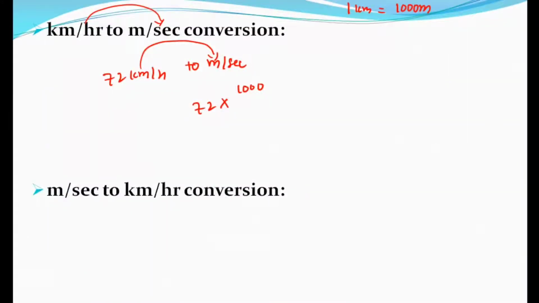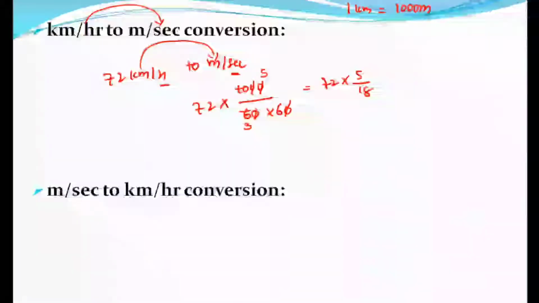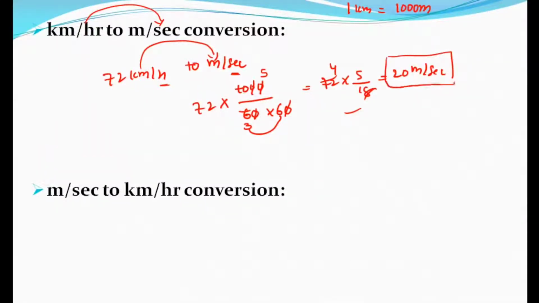Okay, so 1 kilometer is how many meters? 1000 meters, by hours and seconds. So 1 hour is equal to how many minutes? 60 minutes. So 1 minute is equal to how many seconds? 60 seconds. Zeros cancel, again zeros cancel, then 2 fives are and 2 threes are, then it is equal to 72 into 5 by 18, 3 into 6, 18. So 18 ones are 18, 18 fours are 72, 4 fives are 20 meter per second.